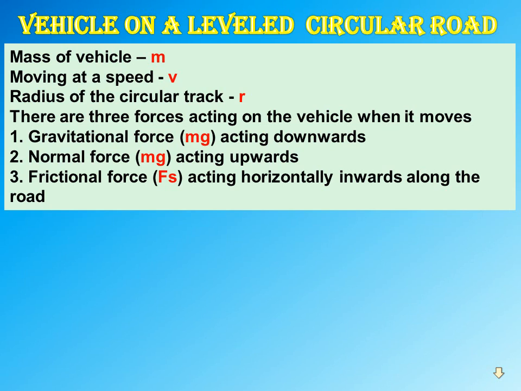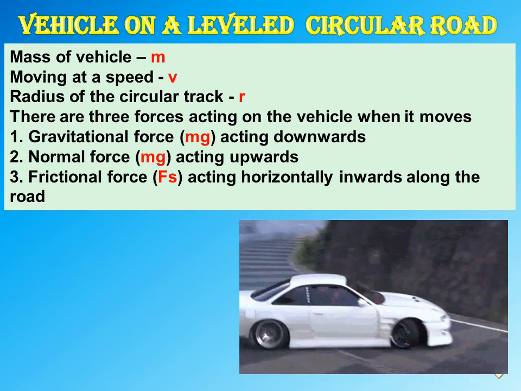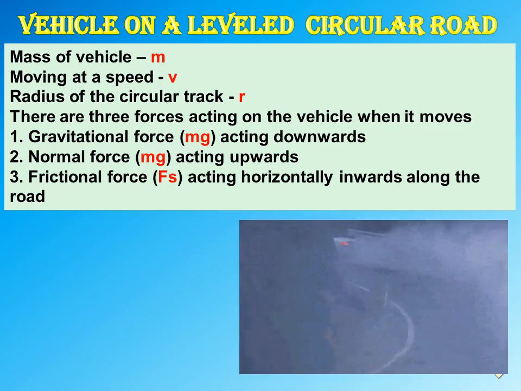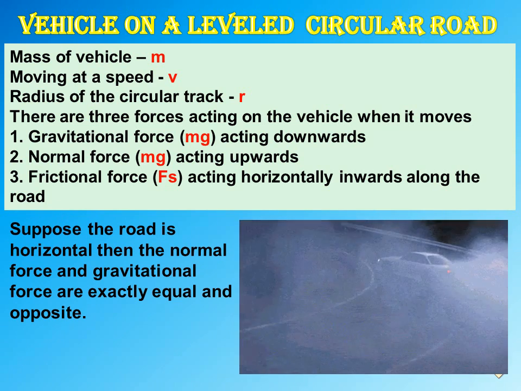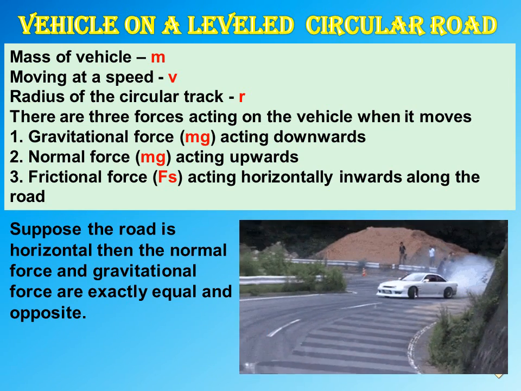There are three forces acting on the vehicle when it moves in this circular track. What are the three? Gravitational force mg is acting downwards, normal force N is acting upwards, and the frictional force fs is acting horizontally inwards along the road. Suppose the road is horizontal, then the normal force and gravitational force are exactly equal and opposite.